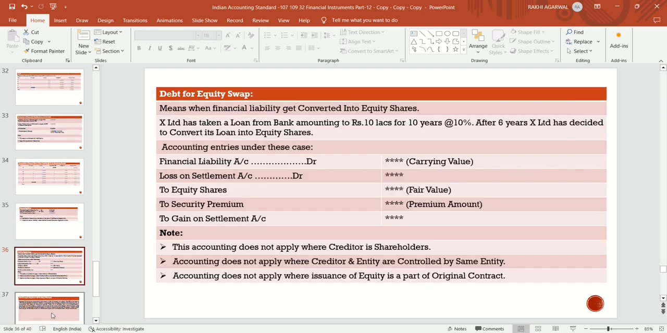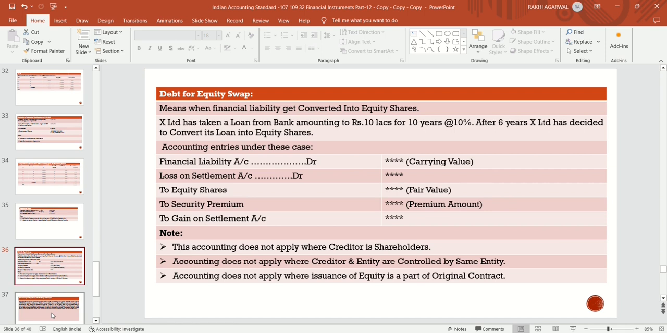Now debt for equity swap means when a financial liability gets converted into equity shares. Debt equity swap means when the liability is converted into equity shares. Suppose this concept is explained with the help of an example. Suppose X Limited has taken a loan from a bank amounting to rupees 10 lakhs for 10 years at the rate of 10%.